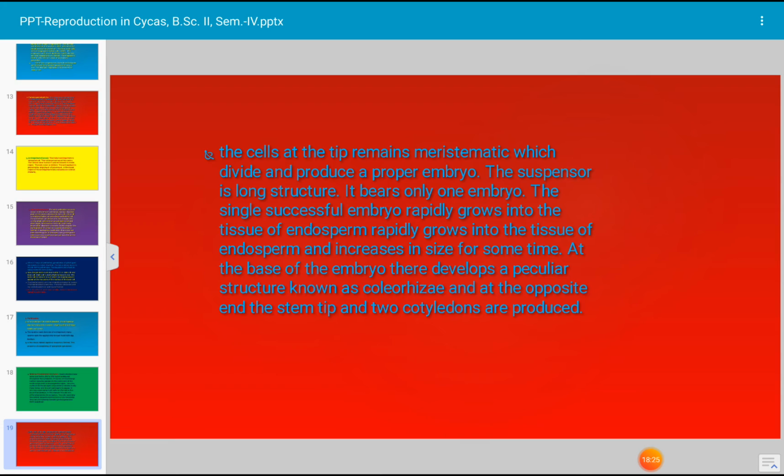The single successful embryo rapidly grows into the tissue of endosperm and increases in size for some time. At the base of the embryo, there develops a peculiar structure which is known as coleorhiza, and at the opposite end the stem tip and two cotyledons are produced. This gradually grows into an adult plant. This is all about the reproduction in Cycas.